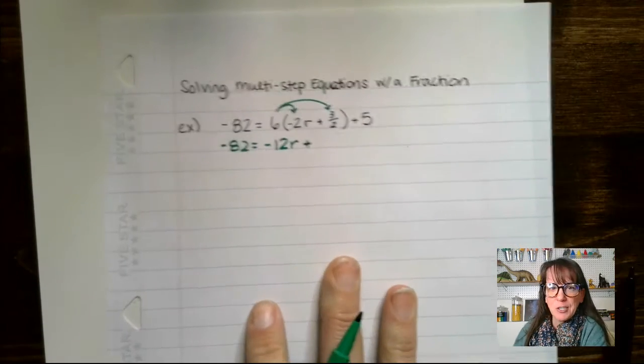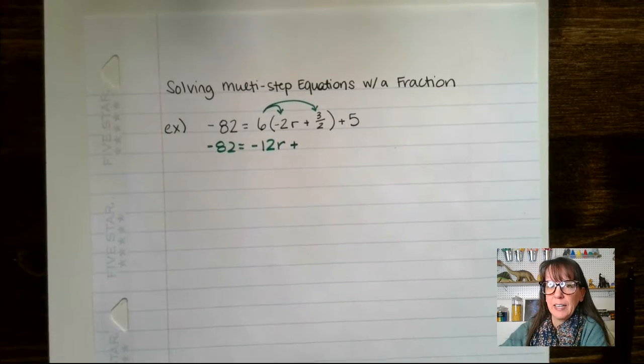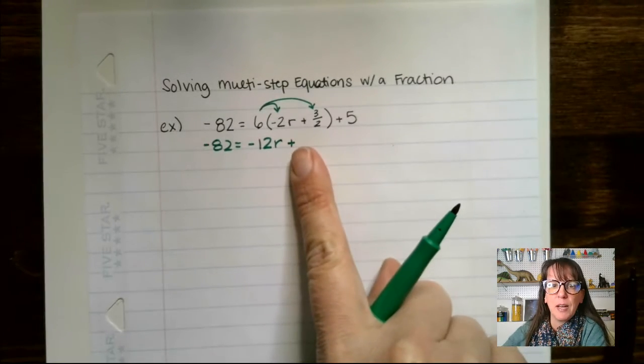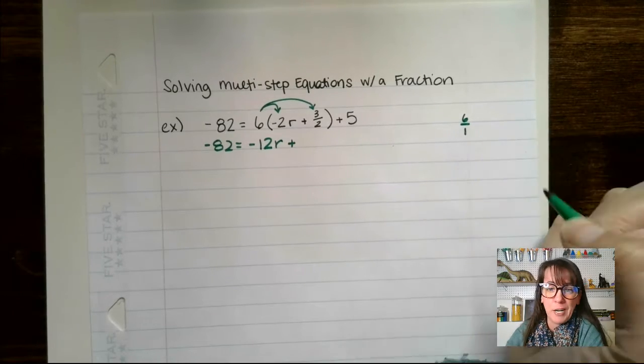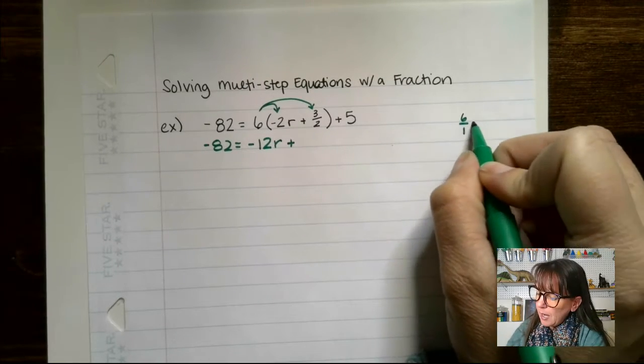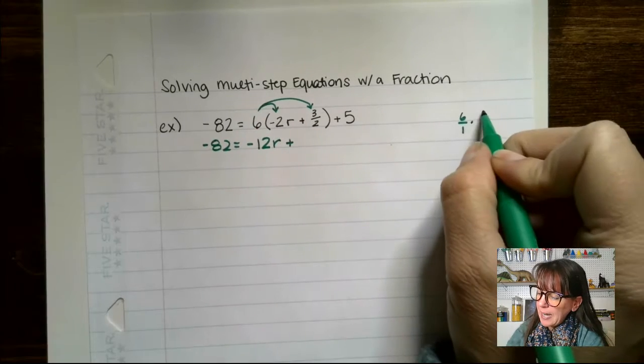Now, fractions are side work. We are multiplying those two things, and I think it's helpful to do that right off to the side. So we're taking 6, and I'm going to turn it into a fraction since we're talking about fractions, and I'm going to multiply it by 3/2.